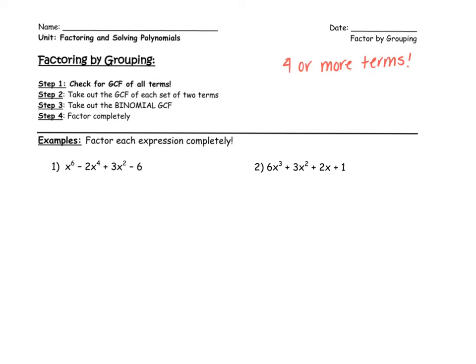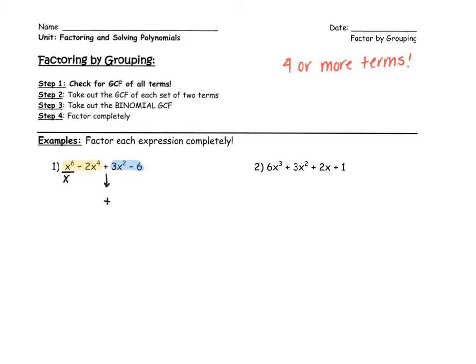So we're going to take out a GCF of each set of two terms. What that means is we're going to group the first two terms, then group the second two terms, and then bring down the sign in the middle. So if we group our first two terms, the GCF between x to the sixth and 2x to the fourth is just the lowest common exponent. So this would be x to the fourth.